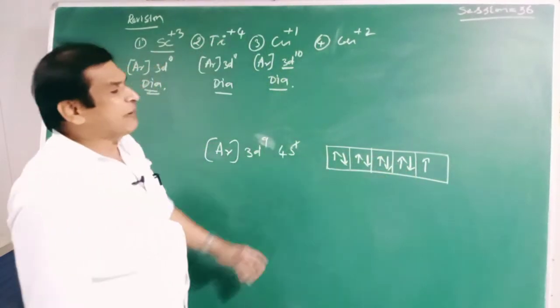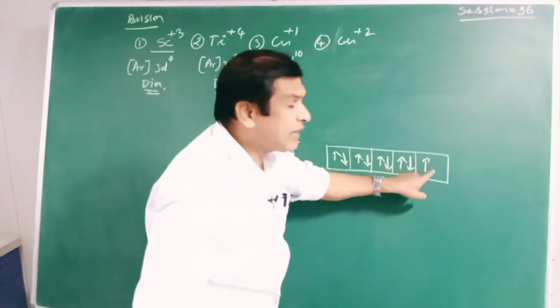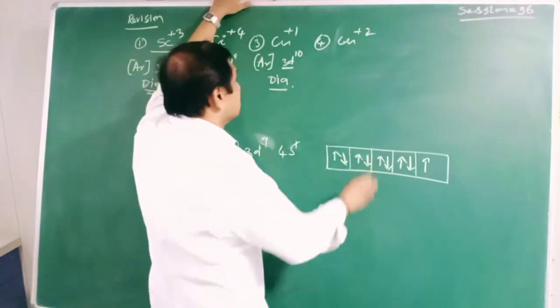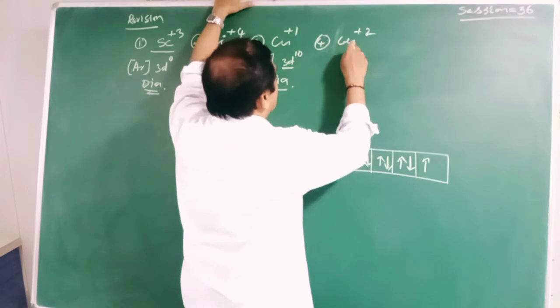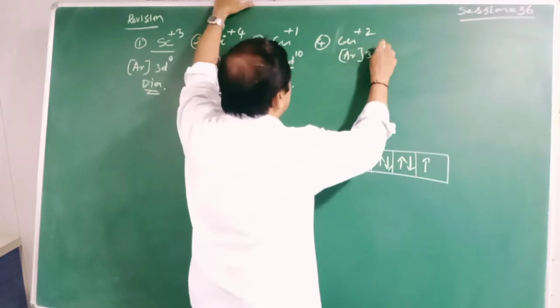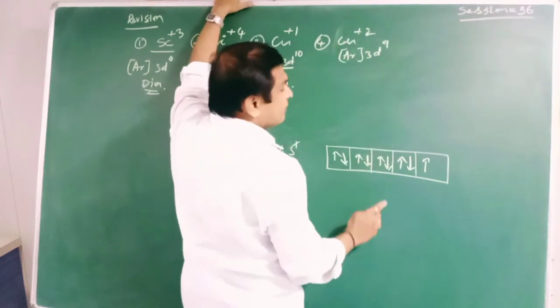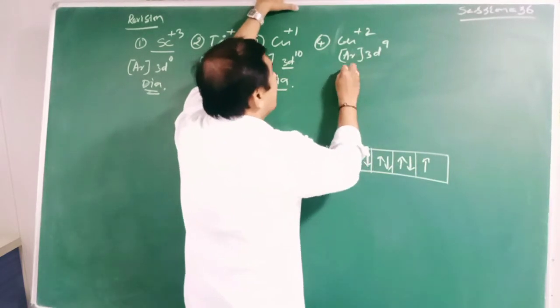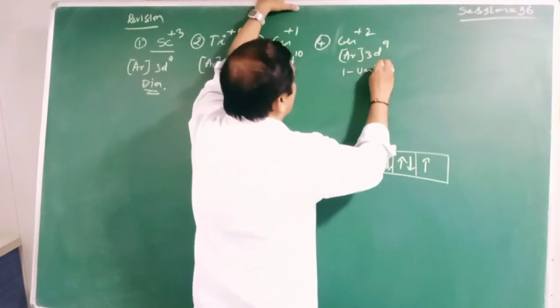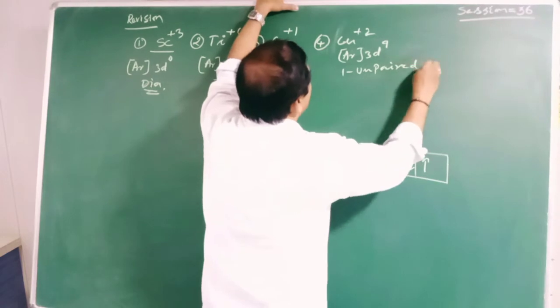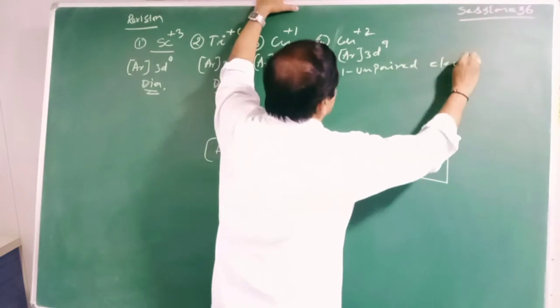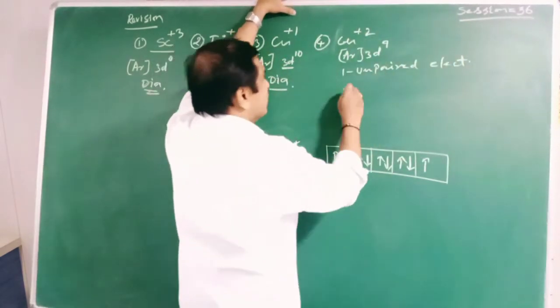Okay, how many unpaired electrons are there in Cu+2? One unpaired d electron is left. That means the core is argon. Argon 3d9 means how many unpaired electrons are there? One unpaired electron. Yes. Calculate the magnetic moment here only.